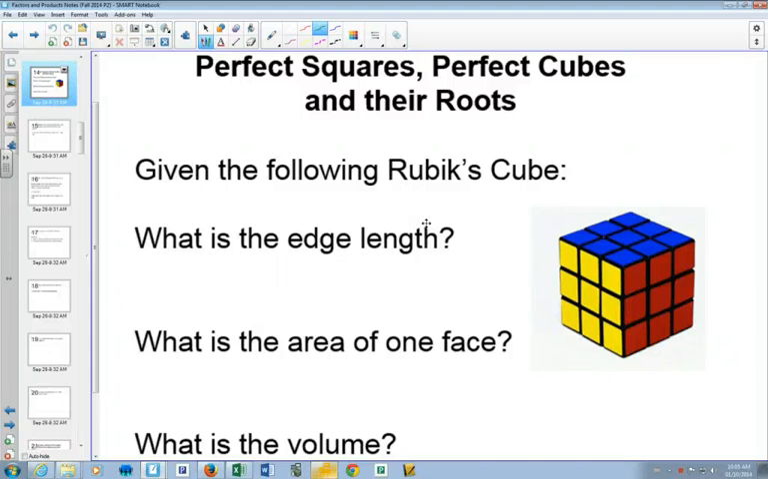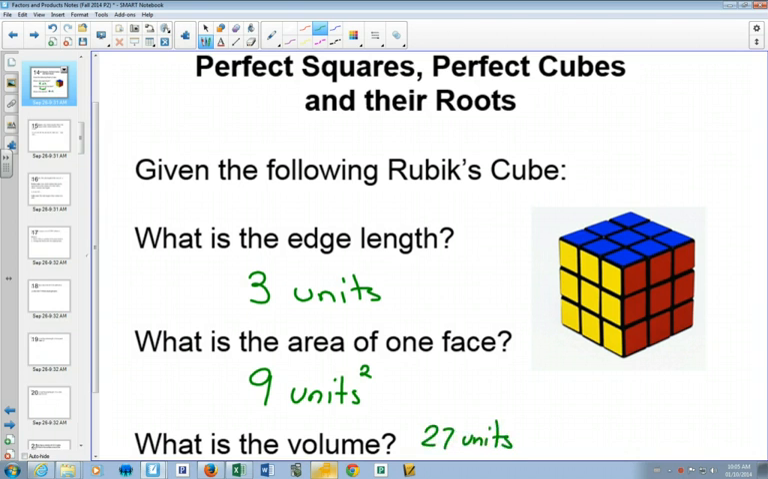Okay, how did you do? Did you find out that the edge length was 3 units? The area of one face would be 9 units squared. And the volume? How many squares would there be in total? 27. 27 units cubed.